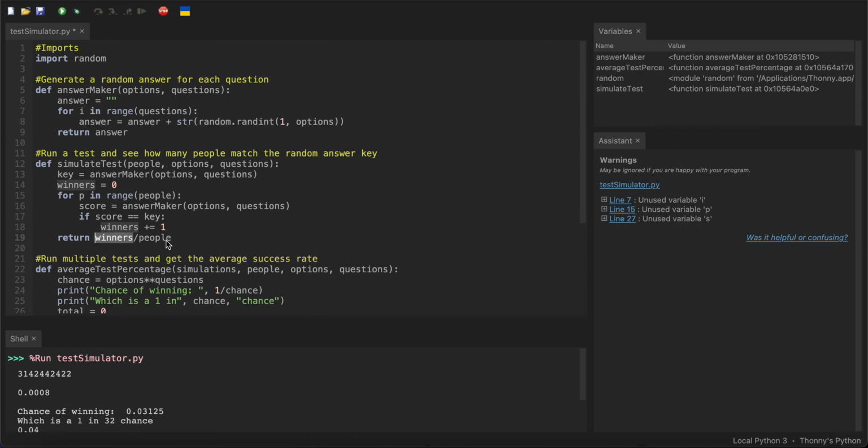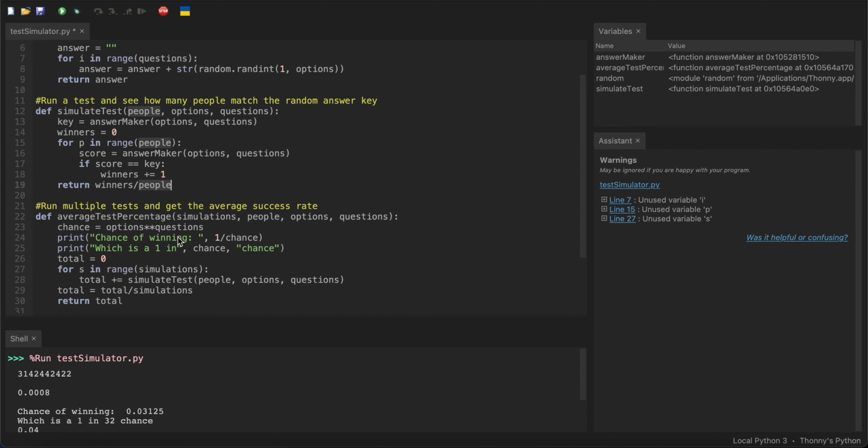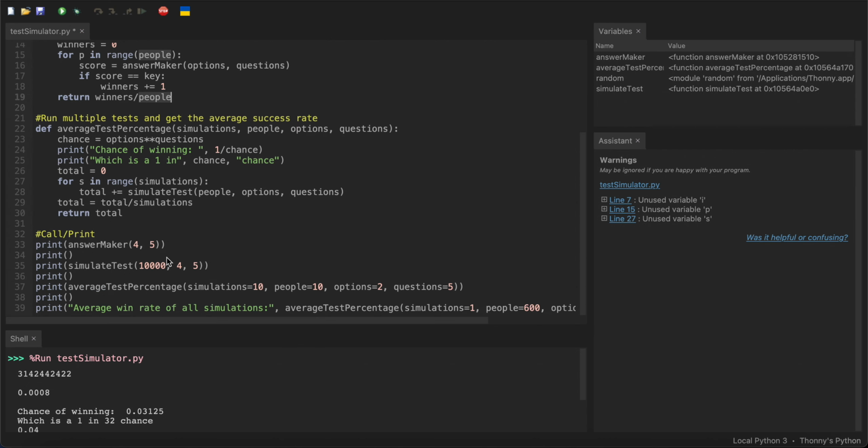So if everyone won, we get X over X, which is 1.000, meaning everybody won. But if 1 out of 10 people win, then we get 1 over 10, which is 0.1, so 10%. And that is how that works.